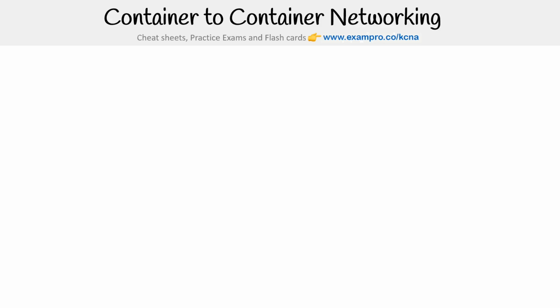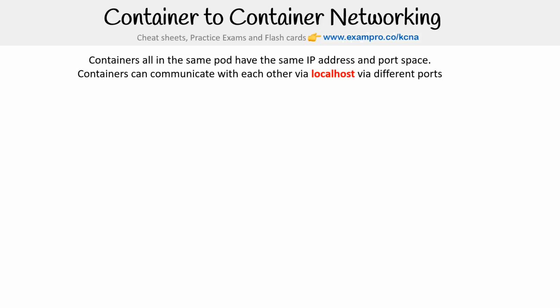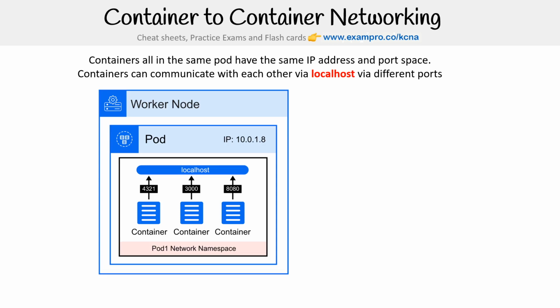All right, let's take a look here at container to container networking. Containers all in the same pod have the same IP address and port space, and containers can communicate with each other via the localhost on different ports. To help this make a little more sense, I have a visualization here.